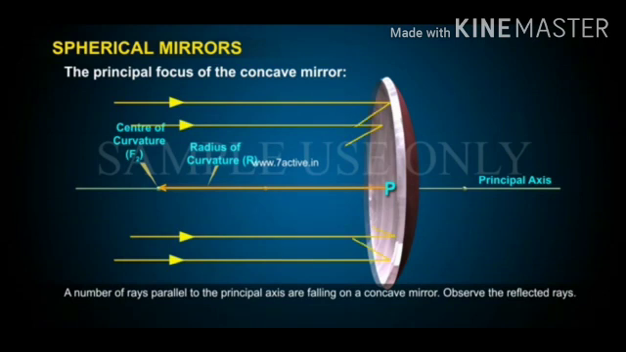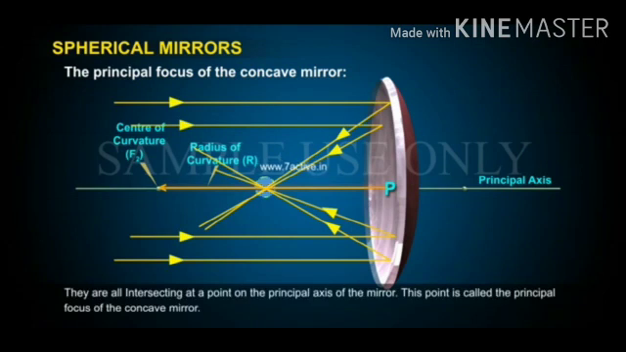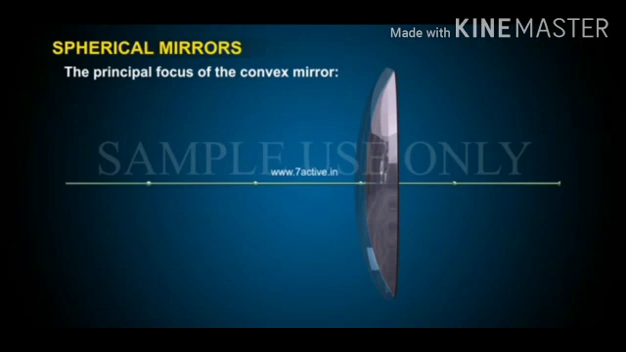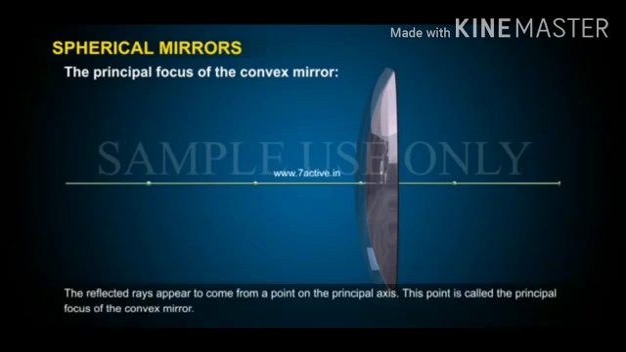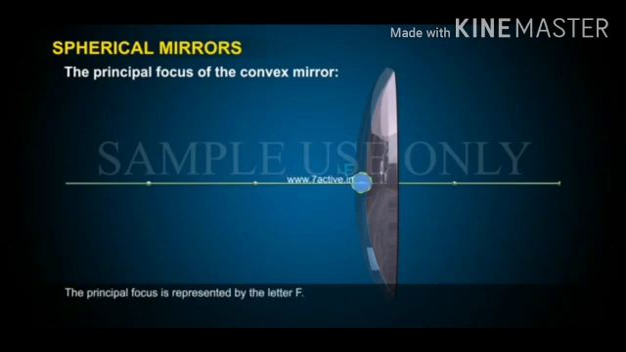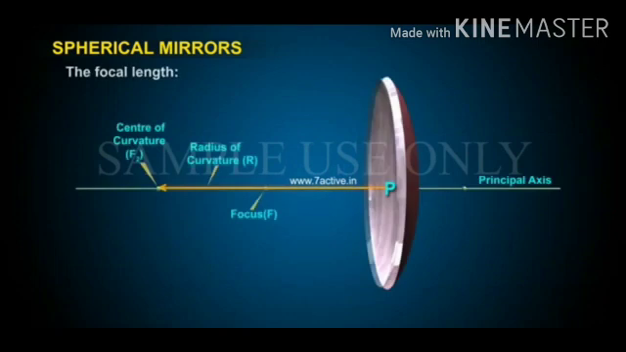Next, the principal focus of the concave mirror. A number of rays parallel to the principal axis falling on the concave mirror, after reflection, intersect at a point on the principal axis of the mirror. This point is called the principal focus of the concave mirror. Next, for the convex mirror, the reflected rays appear to come from a point on the principal axis. This point is called the principal focus of the convex mirror. The principal focus is represented by the letter F.